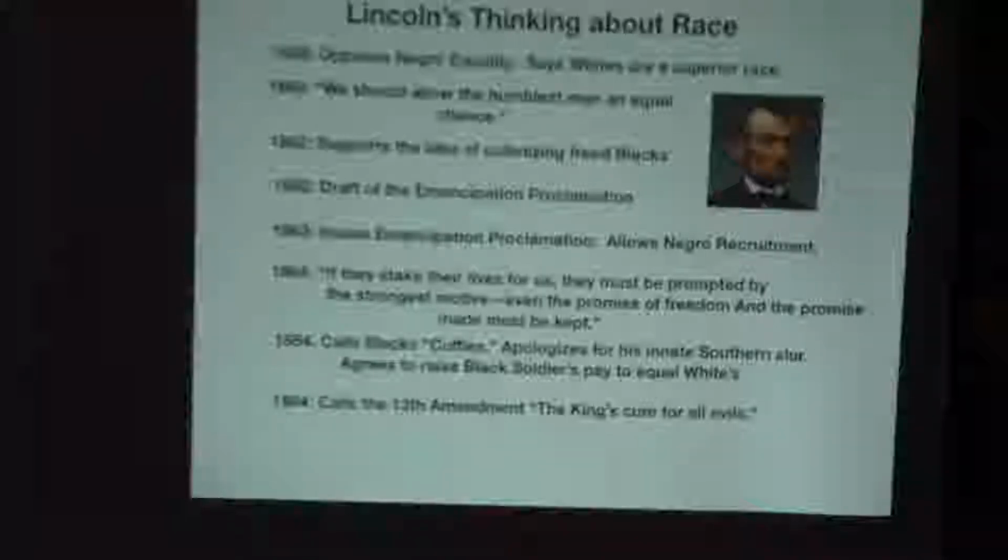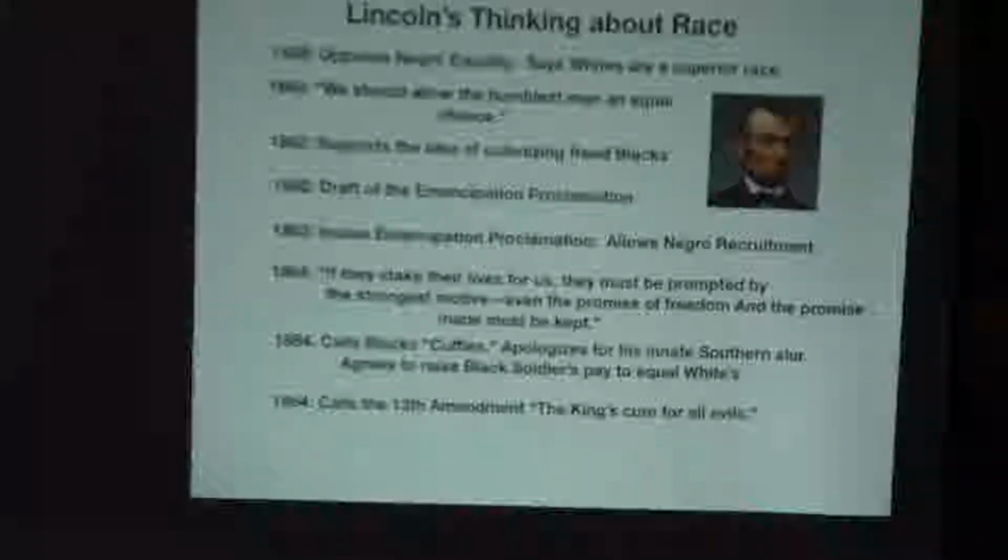Then in 1860, he says we should allow the humblest man an equal chance, which seems to be suggesting that black people are humans and men. In 62, he supports the idea of colonizing free blacks. This was an idea that was widely spread throughout the North because people who were of good mind and thought the slaves should be released from bondage couldn't imagine what could happen to them afterwards. They were uneducated. They didn't know how to perform very many tasks. How would they fit into the society that they would be released into?